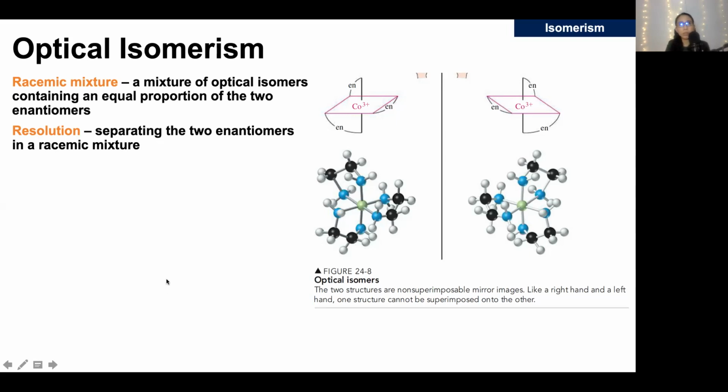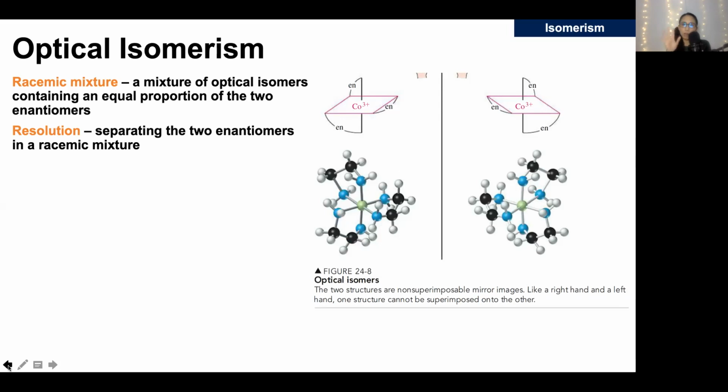If you want to isolate only one enantiomer, you can check its purity by looking at its optical activity. Is it completely rotating your polarized light by 10 degrees? If so, then you have a pure sample of this enantiomer. But if it's not fully rotating by 10 degrees, then it means you have some of enantiomer A present in that solution, so you have to further undergo resolution. That's all about isomerism.